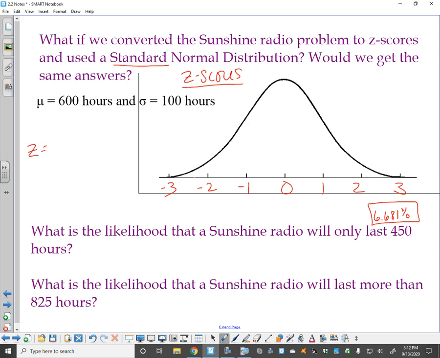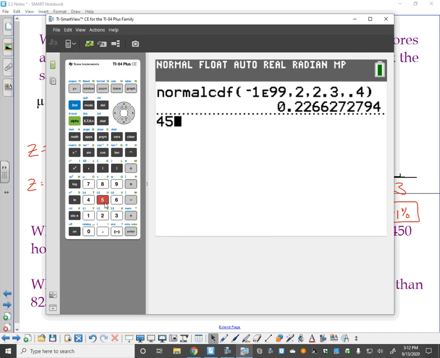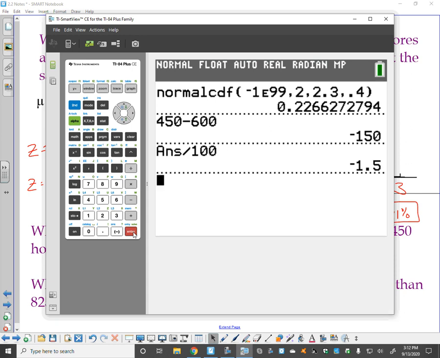On that formula sheet, I know that it's x minus mu over the standard deviation. My piece of data is 450 hours. My mu is 600 hours, and my standard deviation is 100 hours. So now I'm going to take my calculator and find my z-score. I'm going to do 450 minus 600, hit enter, and then divide it by my standard deviation, which is 100. And I got a z-score of negative 1.5.